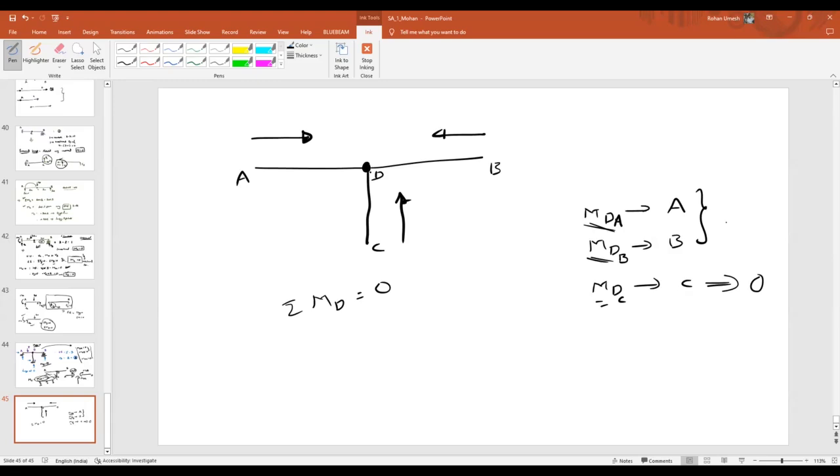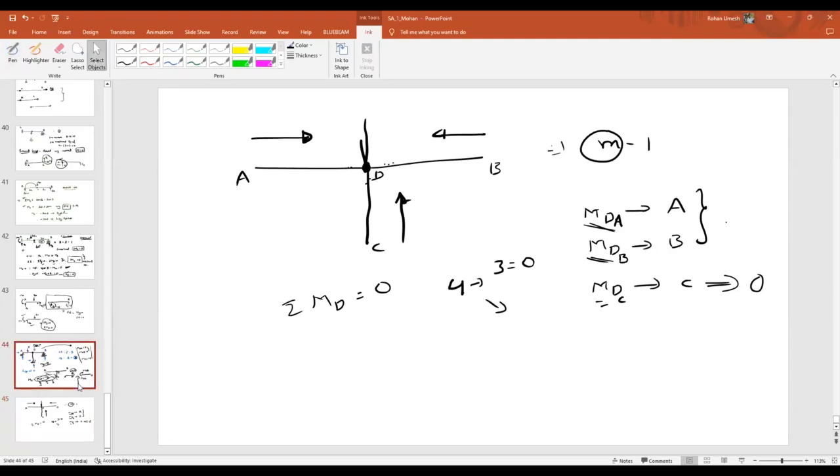So if more than 2 members are connected, we say the number of equations is the number of members minus 1. Here, 3 different moments are possible. If 1 more member is added, then 4 different moments will be possible. Out of those, if 3 are equal to 0, the other one will also be equal to 0. So is it clear now? Now in this case, what is the answer?